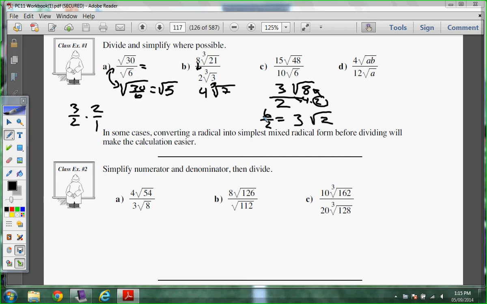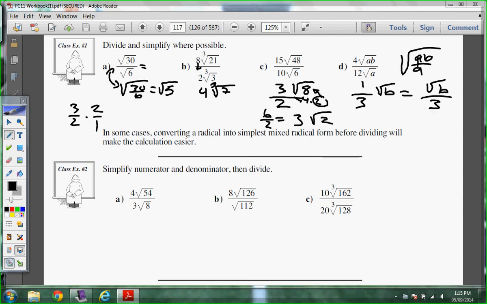4 over 12 reduces to 1/3. Root AB over root A. Well, if you're confused, let's just write it. What would you do with the A's there? You'd cancel them. So all you'd have is a root B. So then all you would have is root B over 3, because the root B would just slide to the top. But 1/3 root B is fine as well. Those are both correct answers. It doesn't matter to me.